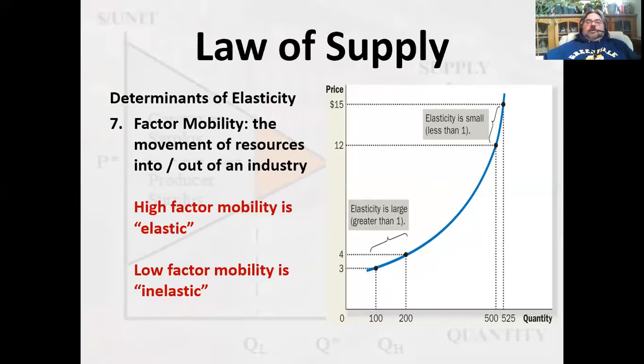Now, by the same token, if I were to try to set up a steel plant somewhere in Vermont, it would be much more difficult for me to get the resources into my industry in Vermont, and therefore much more difficult for me to keep my supply elastic. And you can look at a variety of different industries, and you can see how factor mobility works.